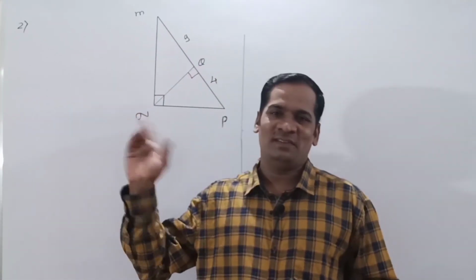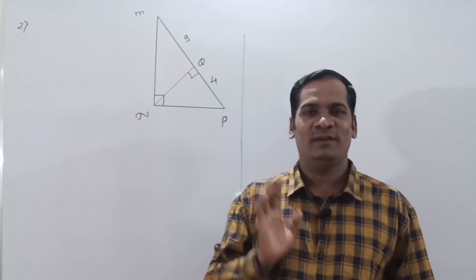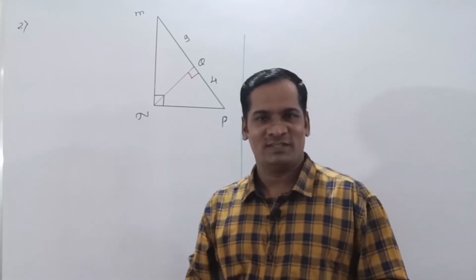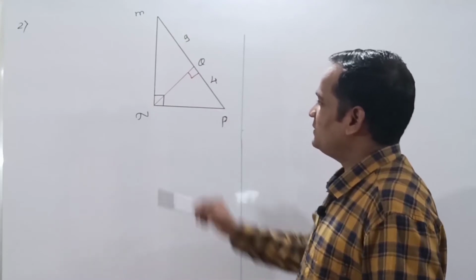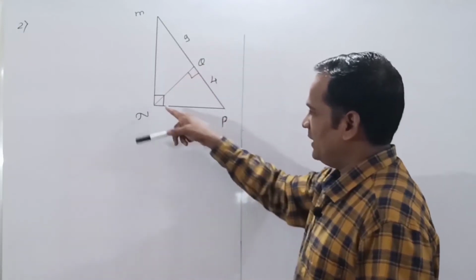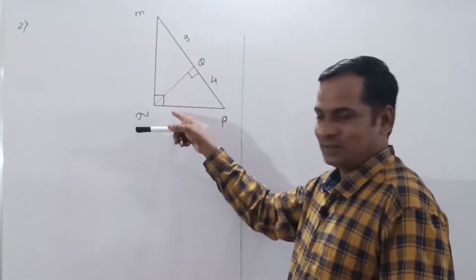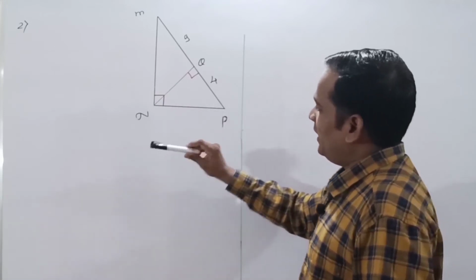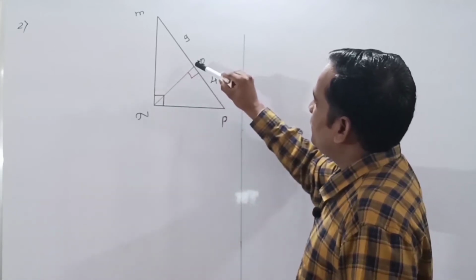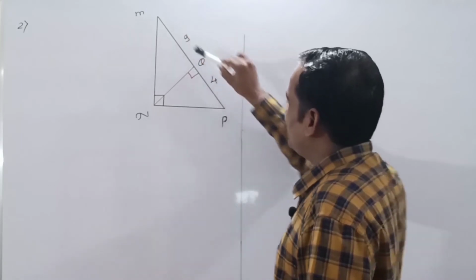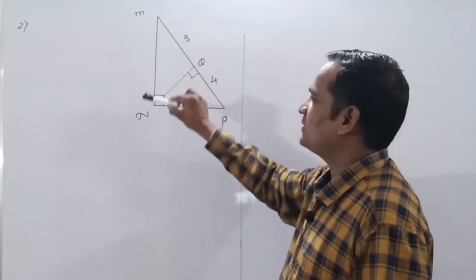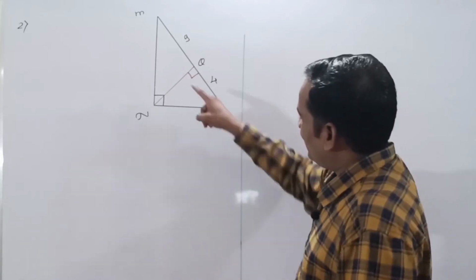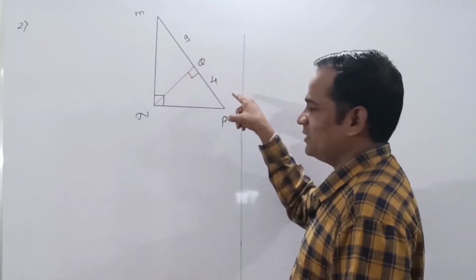So this is question number 2 from practice set number 2.1. Now what is there in a question? Now in a triangle MNP, this angle MNP is 90 degree. Look at this sign over here. This is 90 degree. And this segment NQ perpendicular hypotenuse. Look at this, segment MP is the hypotenuse of this triangle MNP. And this is perpendicular to the hypotenuse.